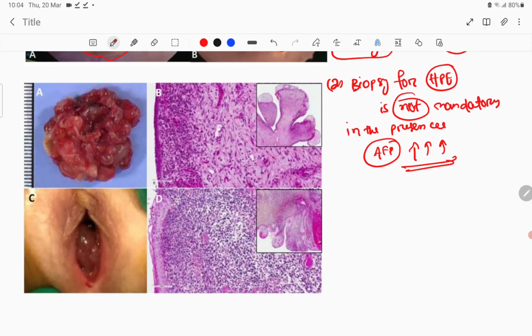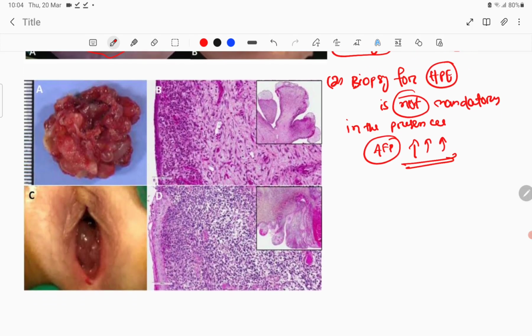Okay, but it should be undertaken if the morbidity risk is very low, then you can go for biopsy in those cases.